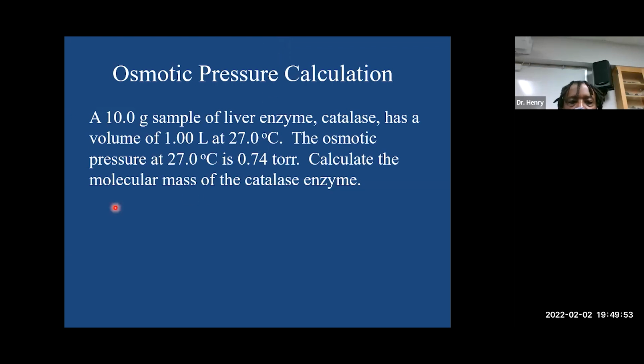Okay, so we know that pi equals MRT. The first thing that we want to do is, we have torrs, and we know that R has atm. So we have to change our torrs into atm. So how do we do that? Do you guys remember?